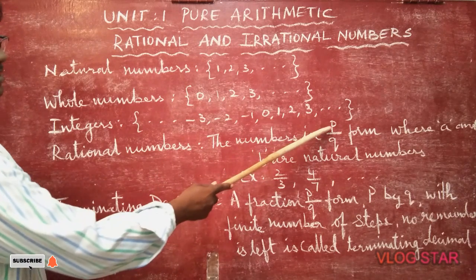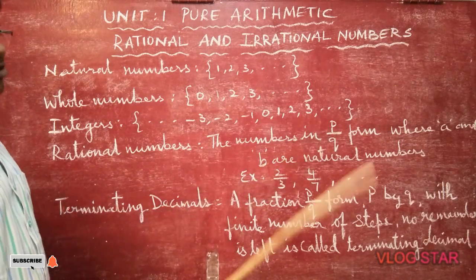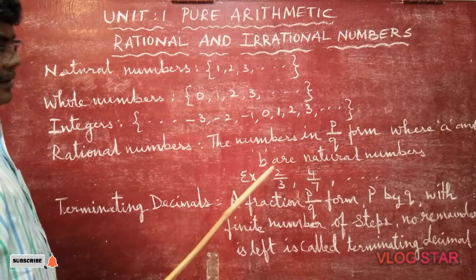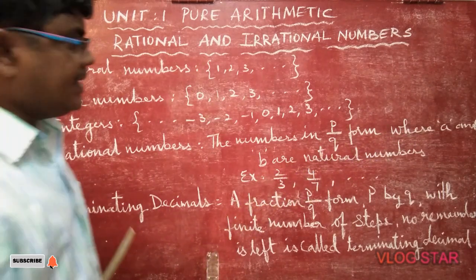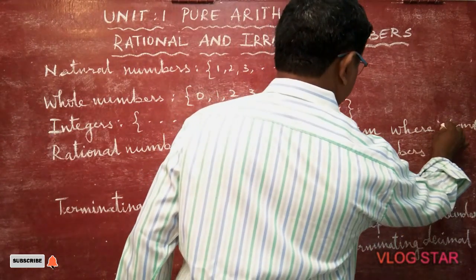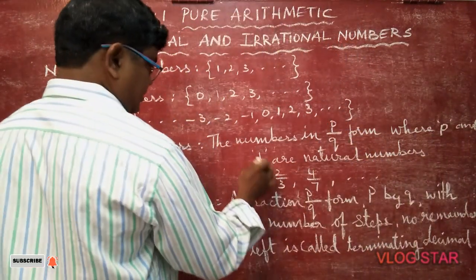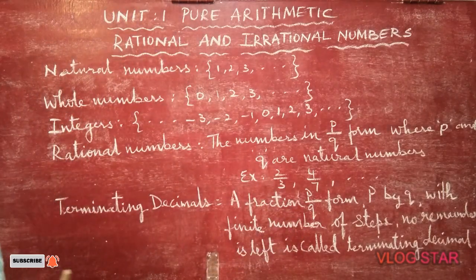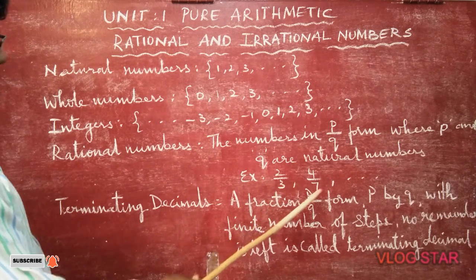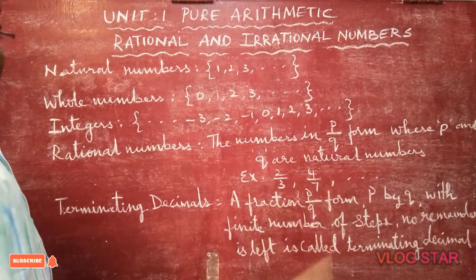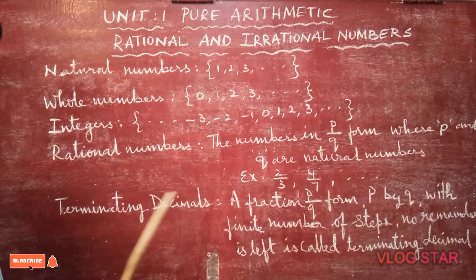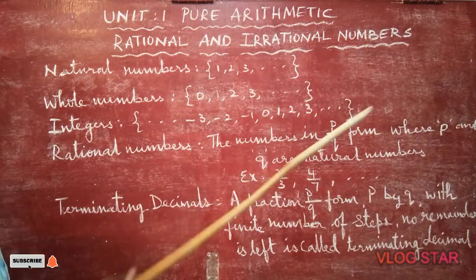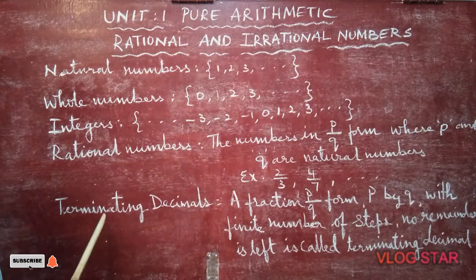Rational numbers are the numbers which are in the form of P by Q, fractional form, where P and Q are natural numbers. Example: 2 by 3, 4 by 7, 5 by 19, like that. So many you can write. Whatever, numerator and denominator, fractional form, P by Q form, where P and Q are natural numbers.